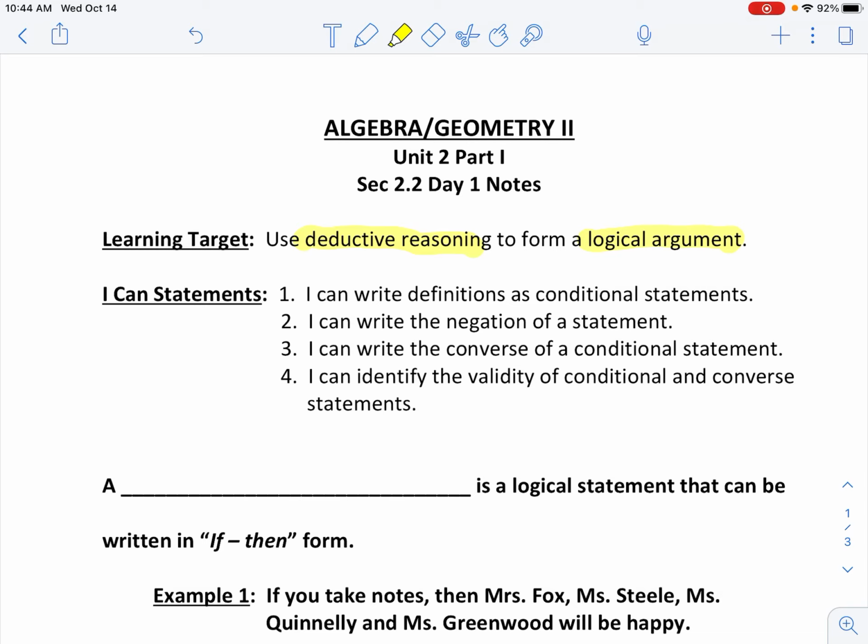Today our focus is conditional statements: what they are, how to write them, and how to take definitions and write them. A different kind of statement we'll talk about is the negation of a statement. And at the end, a little bit about the converse of a conditional statement, and finally, the validity of a statement, meaning whether it's true or false. So a lot about statements today.